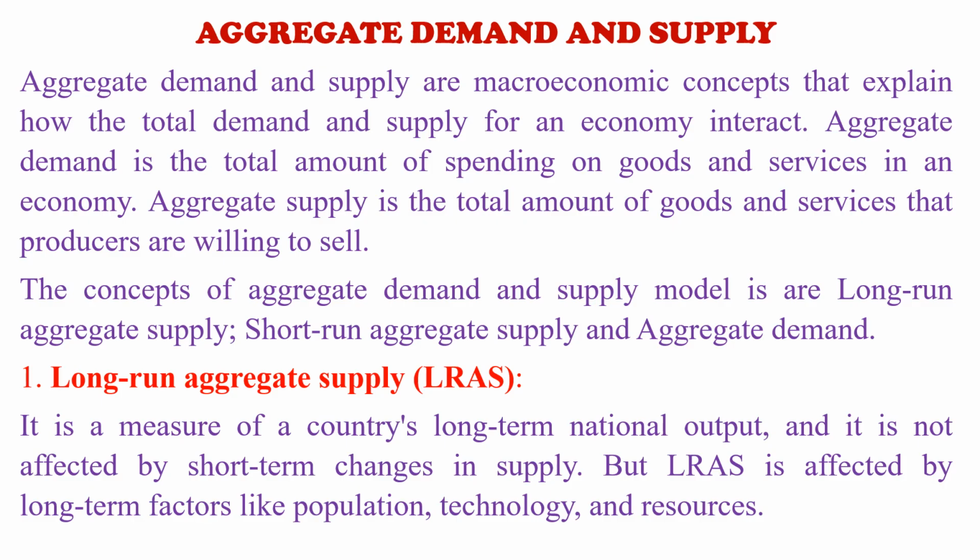Aggregate demand and supply. Aggregate demand and supply are macroeconomic concepts that explain how the total demand and supply for an economy interact. Aggregate demand is the total amount of spending on goods and services in an economy. Aggregate supply is the total amount of goods and services that producers are willing to sell. The concepts of the aggregate demand and supply model are long-run aggregate supply, short-run aggregate supply and aggregate demand.